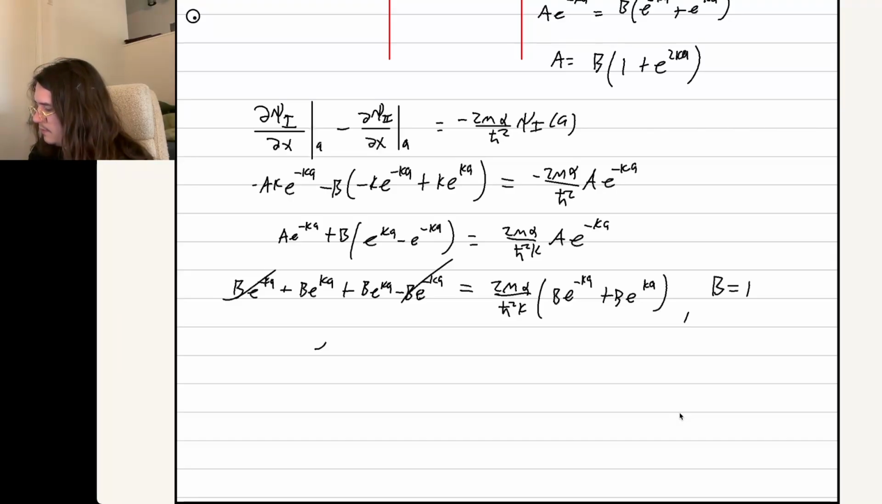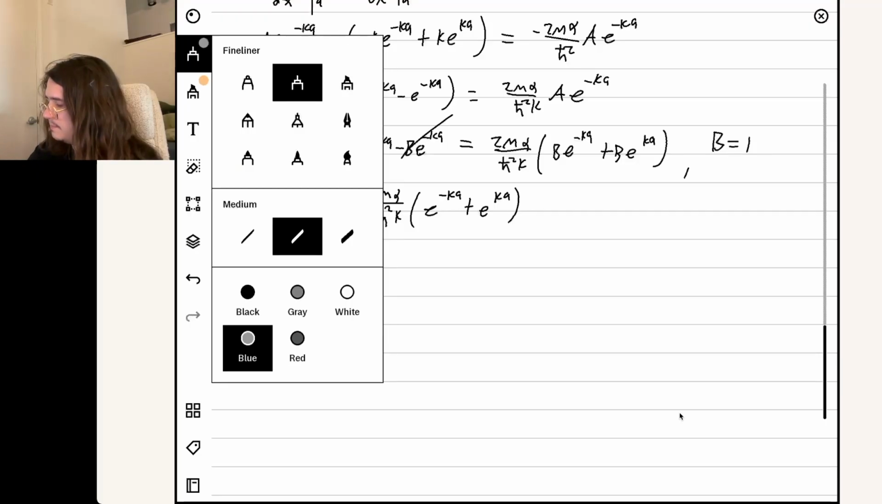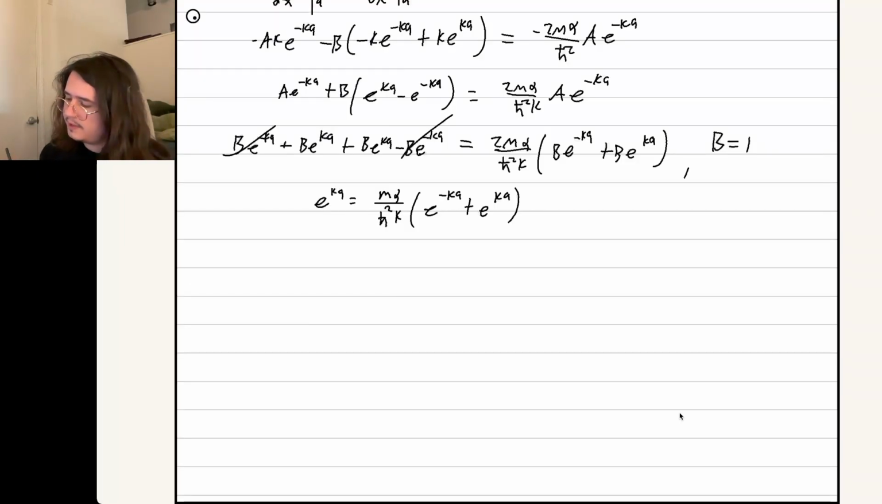And now we have the equation e to the ka equals m alpha over h bar squared k times e to the minus ka plus e to the ka. This is a pretty hard equation to solve, but Griffiths gives us a couple of trial values for alpha to try out on here. So he gives us alpha equals h bar squared over ma.